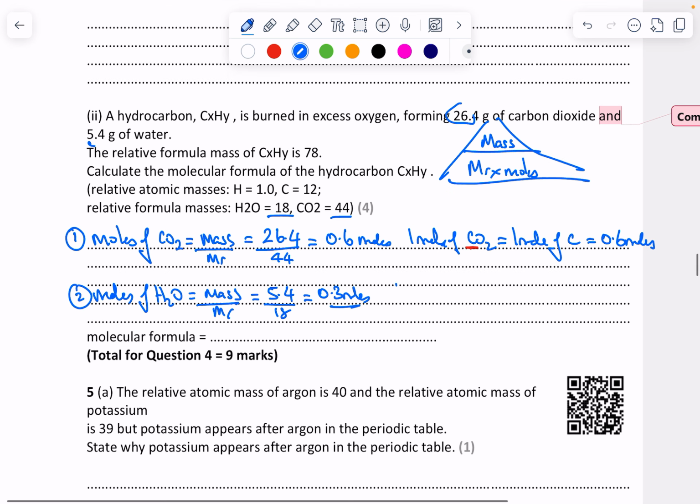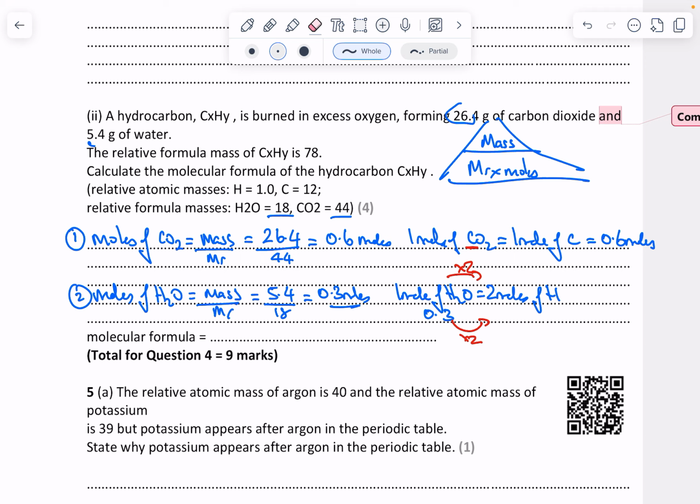But what I need to remember now is that 1 mole of H2O is equal to 2 moles of hydrogen. So if I've got 0.3 of this, what I'm going to have to do is times that by 2, and that's going to give me 0.6 moles of hydrogen. So 0.6 moles of hydrogen.